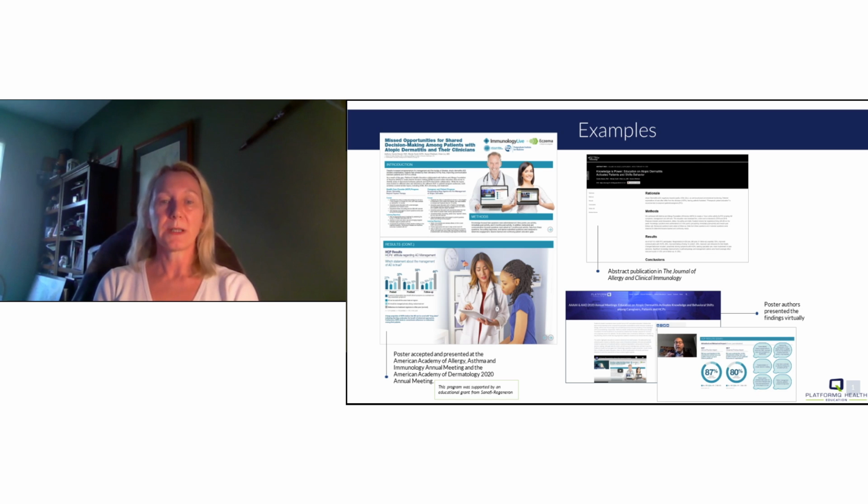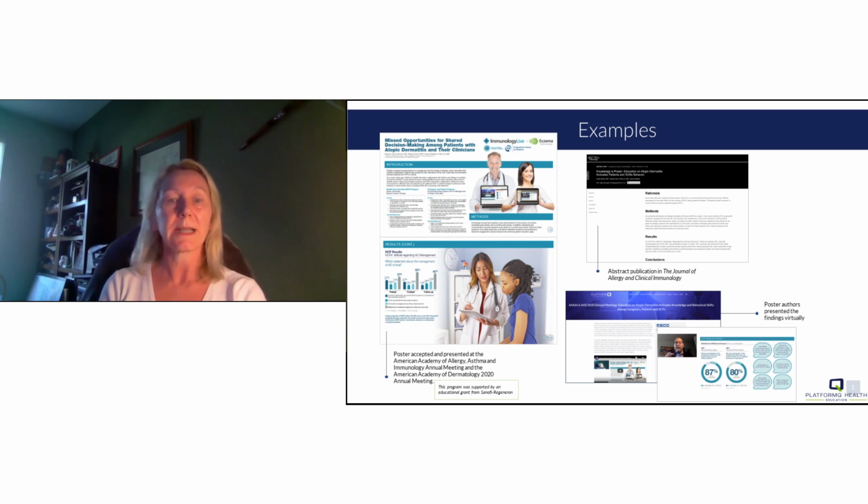Why publish or present data from outcome of CME program? To say it simply, to demonstrate the value of CME to all stakeholders, from clinicians to education professionals and pharmaceutical industry professionals. And there are several avenues to present these data.